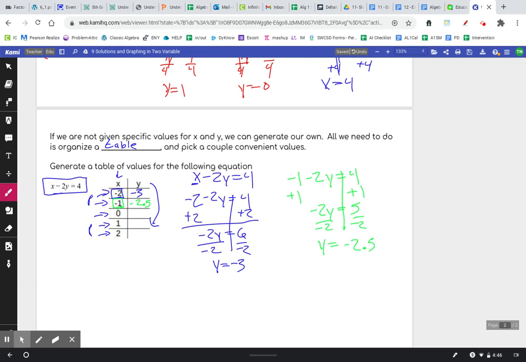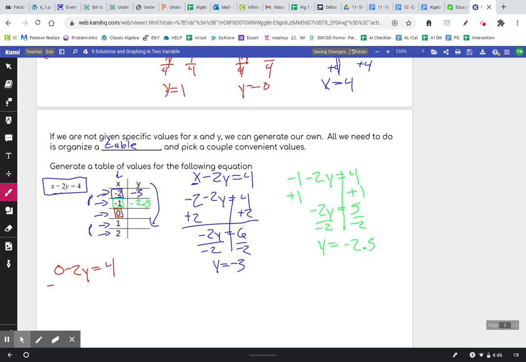What's my next value? Let's switch up the color again here. Let's rock a red. Okay, my next value is red. My next x value that we chose is a 0, right? So let's go ahead and plug 0 in for x. I'm just going to do this over here. Instead of x minus 2y, I'm doing 0 minus 2y equals 4.